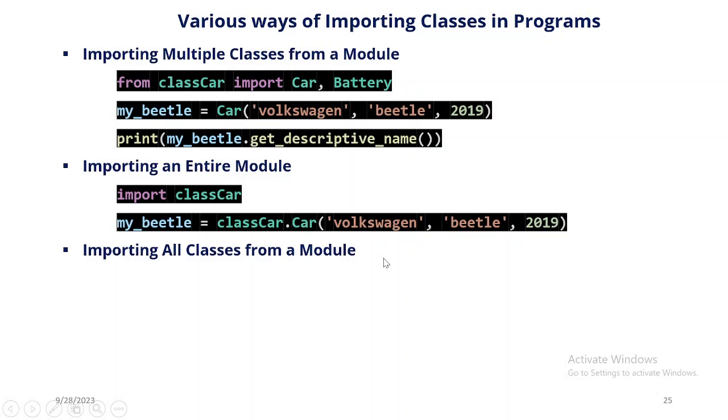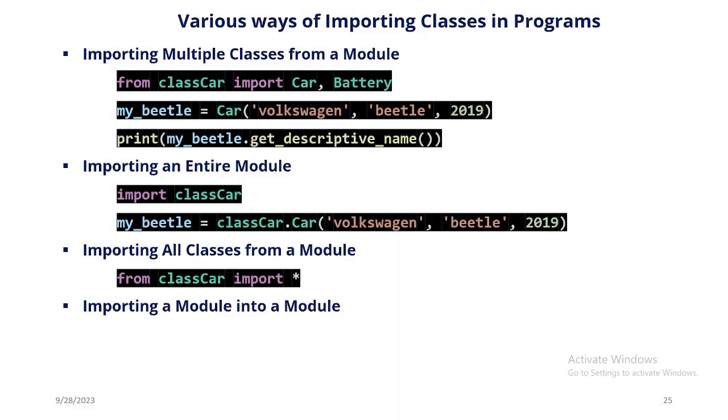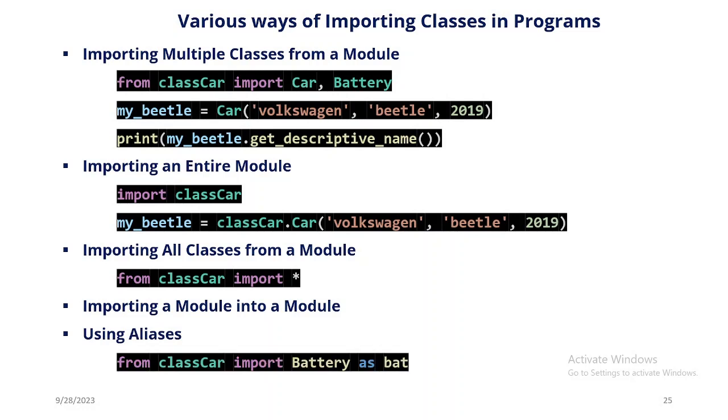We can also import all classes from a module by just saying from car import star. When you say import star, you no longer need to use the module name to precede the class name. You can actually call each of the classes directly like we did in the first example. You can also import a module into a module, and you can also use aliases the way we did it using functions. For example, you say from car import Battery as Bat. Of course, we saw the advantages of doing that, so I don't need to go over it again.